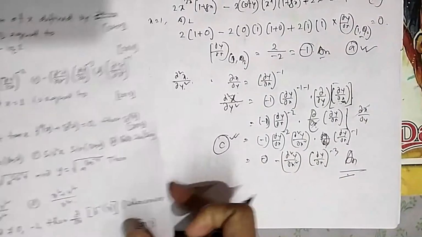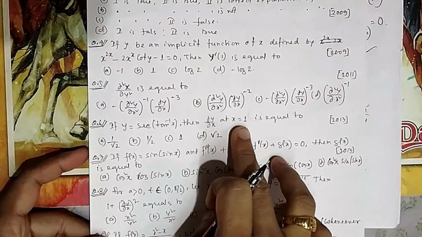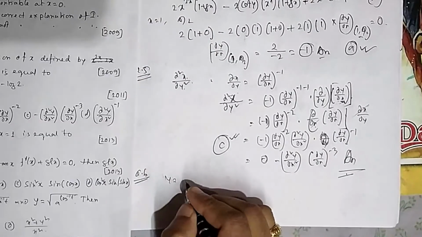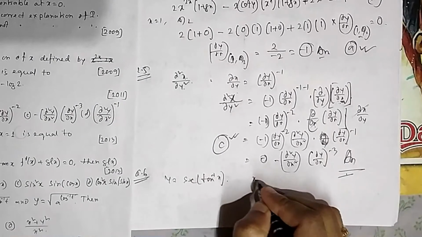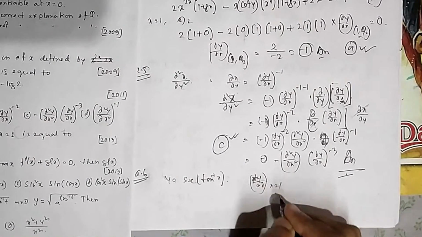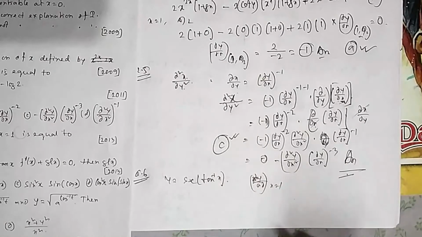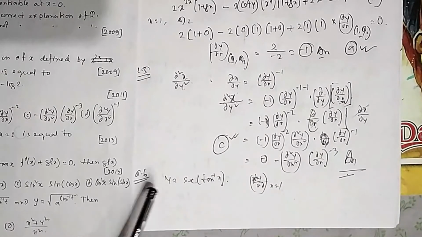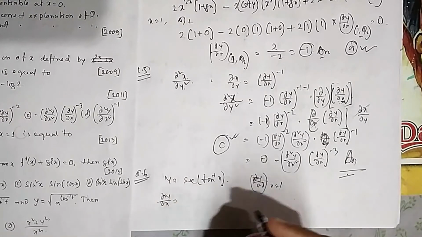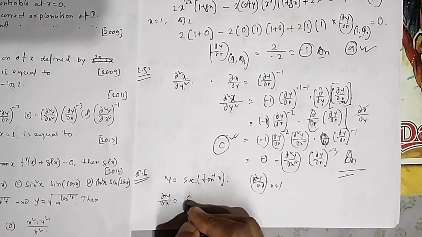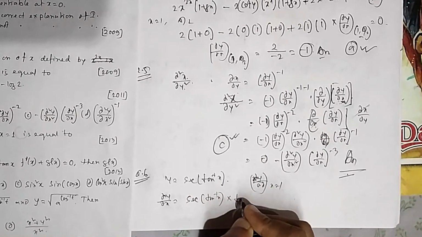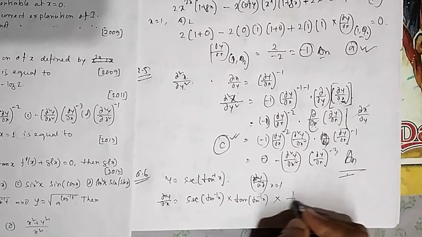Now if you come to question number 6, if y is equal to this, then dy/dx at x equal to 1. So y is equal to sec of tan inverse x, and they are asking you dy/dx at x equal to 1. Because they are asking directly at x equal to 1, you can directly differentiate it. One could take x equal to tan theta and then change it, but no need. You can directly differentiate: what is the differentiation of sec x? Sec x into tan x. So sec x into tan x, then into the differentiation of tan inverse x, 1 by 1 plus x square.